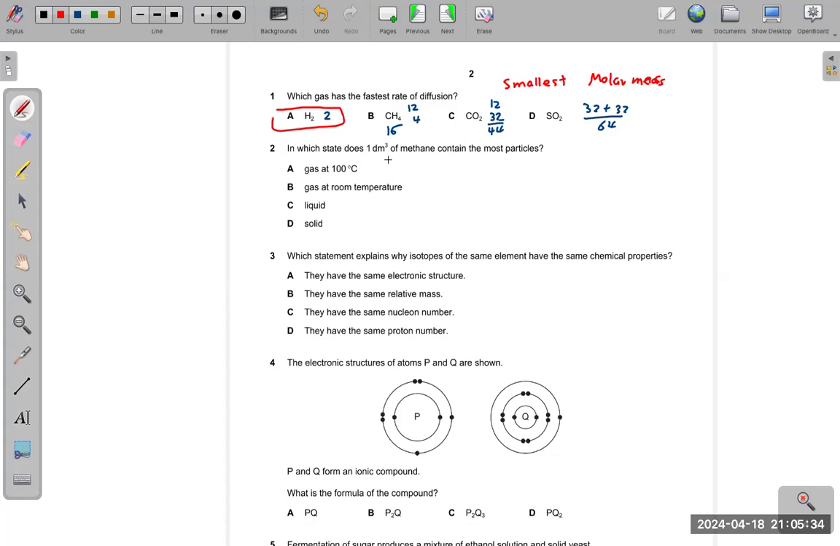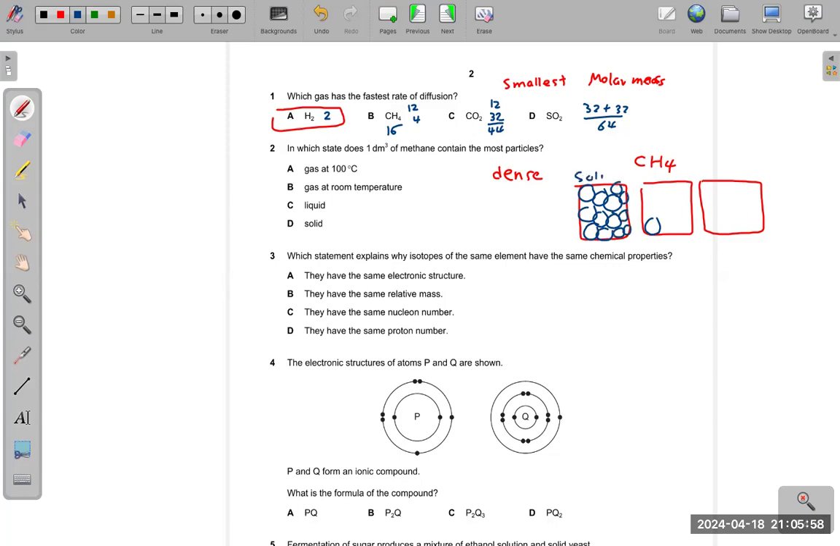In which state does 1 decimeter cube of methane contain the most particles? You need to say which one is the most dense. So if you have a certain methane gas available in the 3 physical states, solid, liquid and gas, I will see that the place which is most dense, where there is no spaces at all, is the solid, and the one which has the least density is the gas, and liquid is in between. So at solid, this is the most dense.